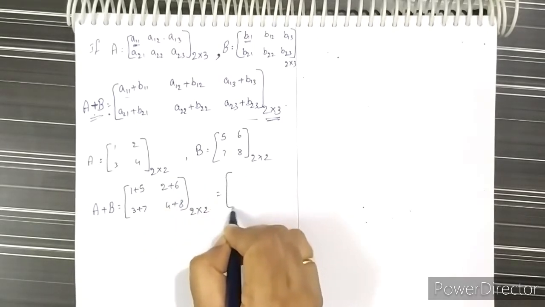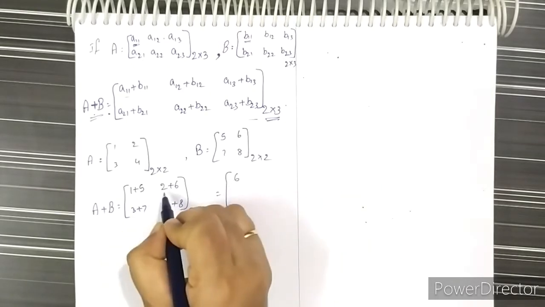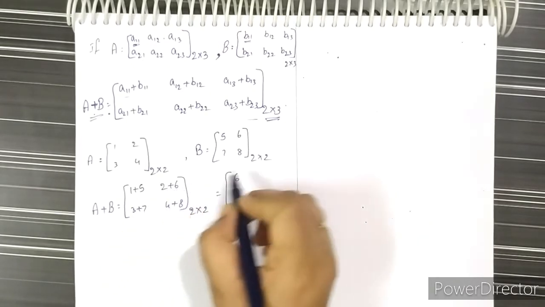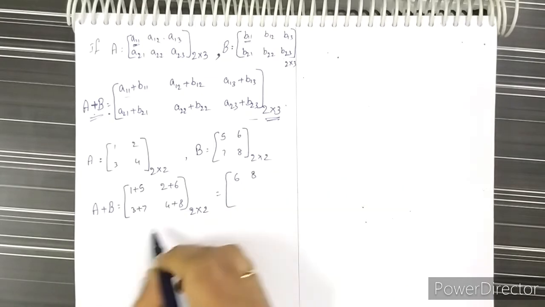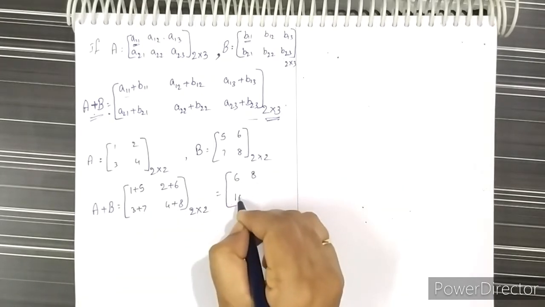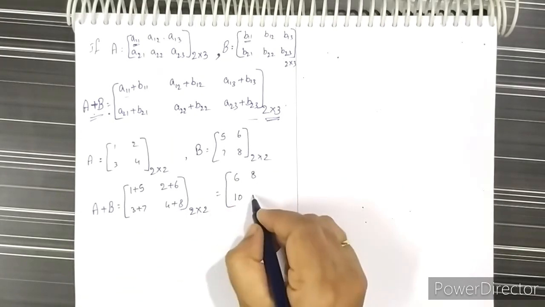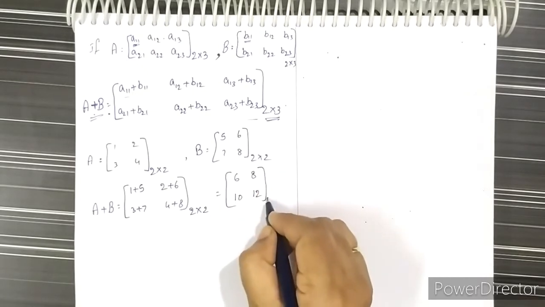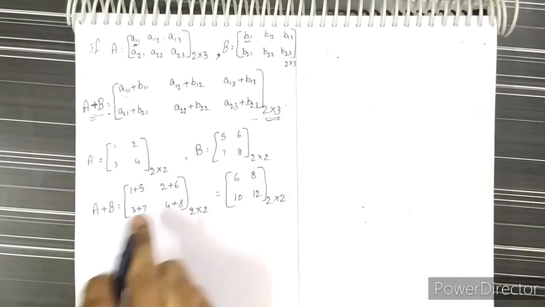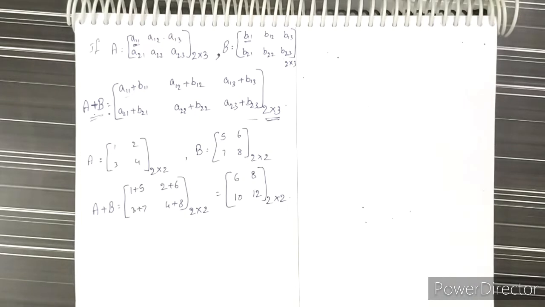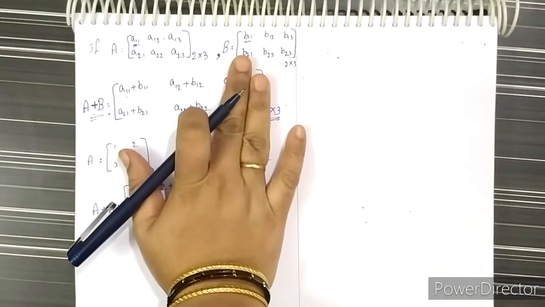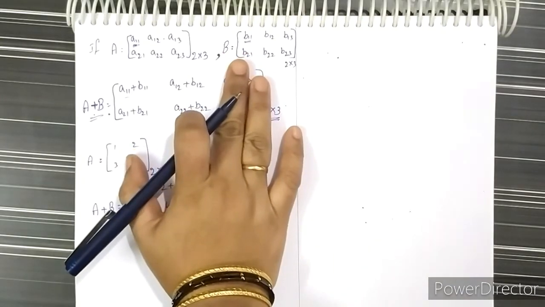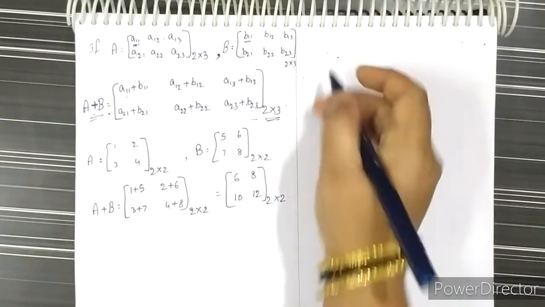That equals the sum: 1 plus 5 means 6, 2 plus 6 is 8, 3 plus 7 is 10, 4 plus 8 is 12, having the order 2 by 2. This is the sum of the matrices. This sum of matrices, or addition of matrices, has some properties.